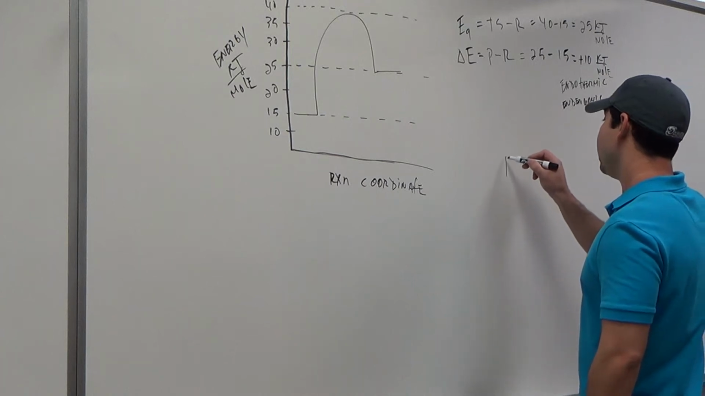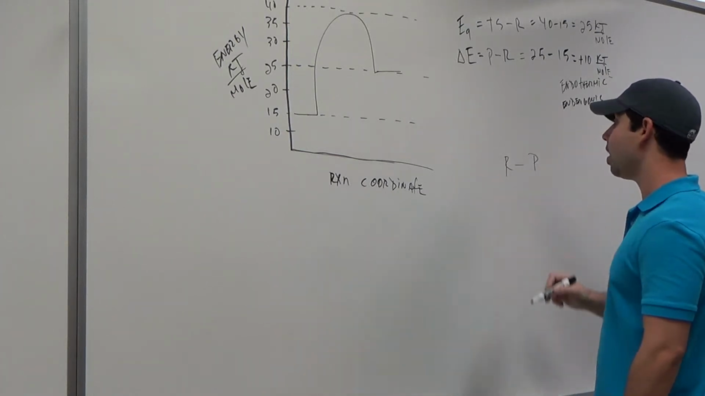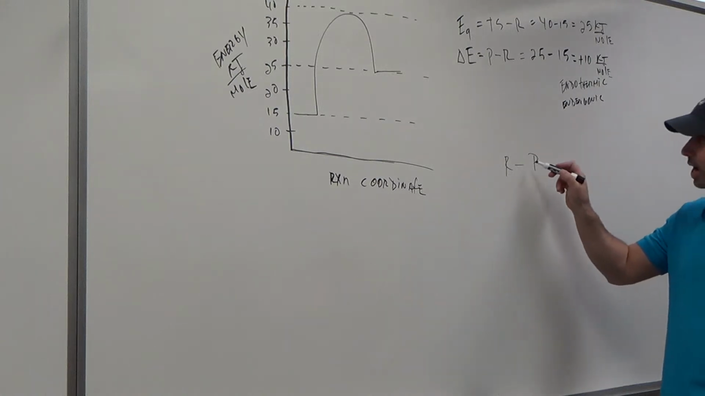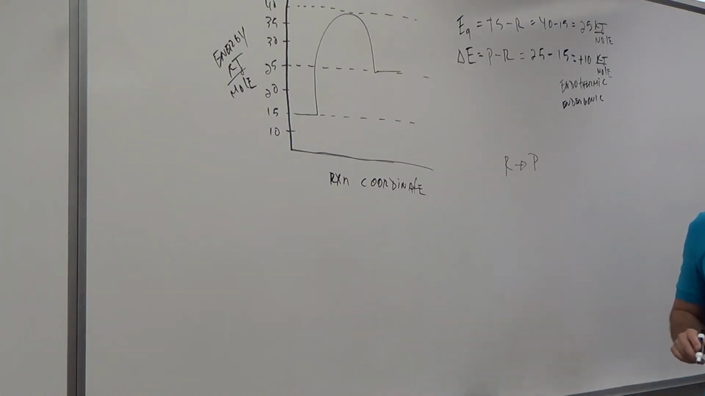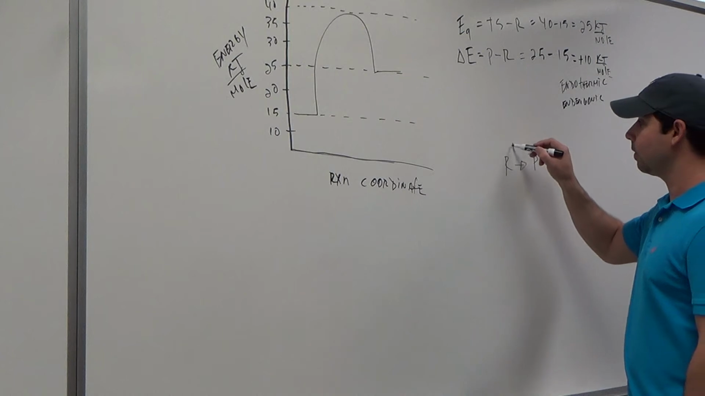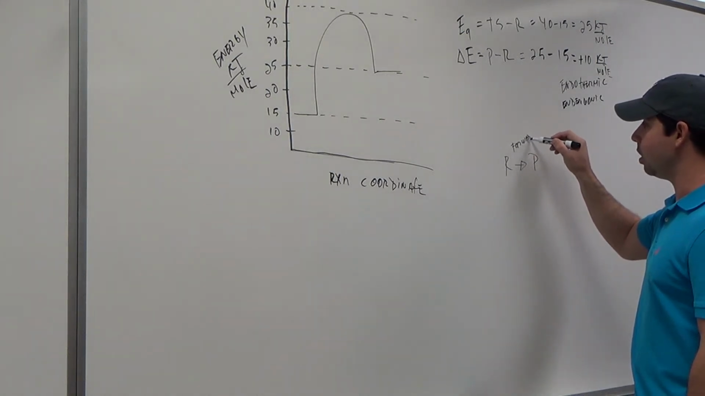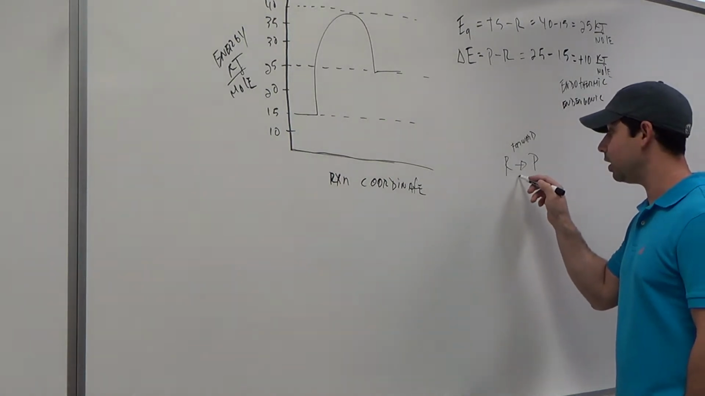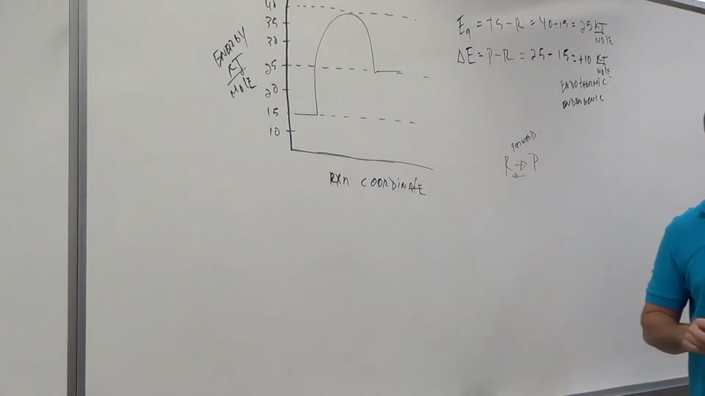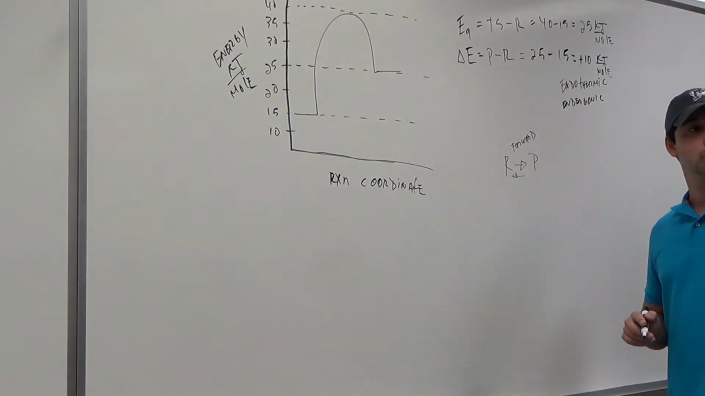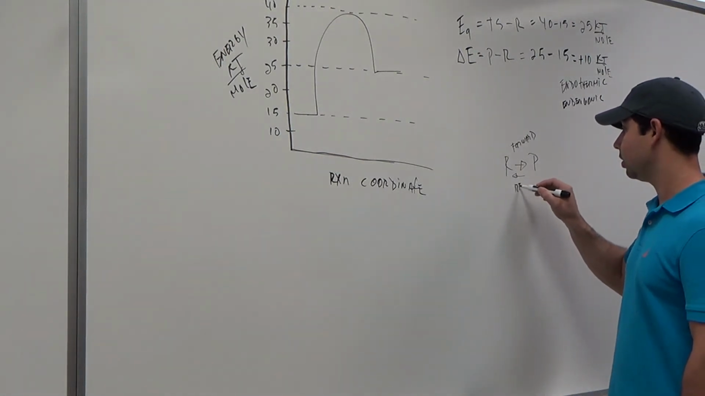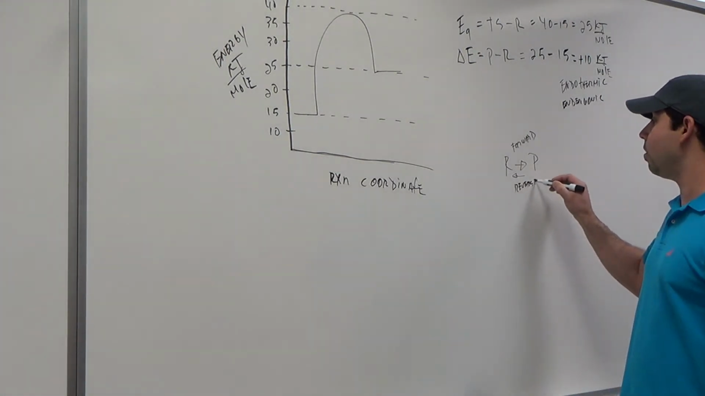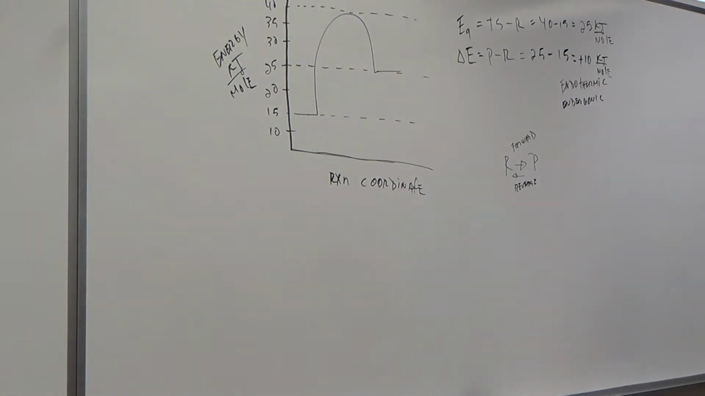So if we go from reactants to products, the reaction went forward, yes or no? Forward. But if the reaction goes from products to reactants, then the reaction went reverse. Very good. Some reactions go forward and then reverse. Those are equilibrium reactions, which we're going to have in the next chapter.